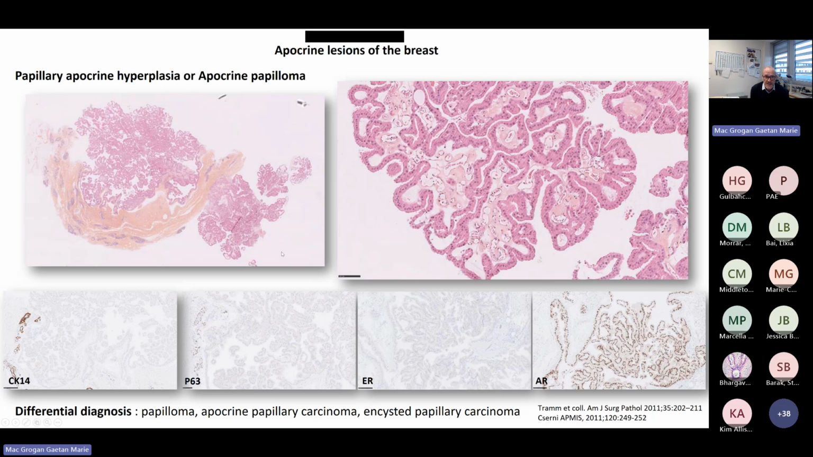Sometimes in these lesions, you can also see a disappearance of the myoepithelial cell layer, as evidenced here with CK14 and P63. Notice that the apocrine cells of this phenotype are ER negative and AR positive. Now, some people would argue that this is a papillary apocrine carcinoma because there are no myoepithelial cells, but I do not agree with this. I think this is a true benign lesion, or at the most, a lesion of uncertain malignant potential. When you find this type of lesion on a core biopsy, we advise just surgical excision, just to be sure that this is a benign lesion, and that's all.